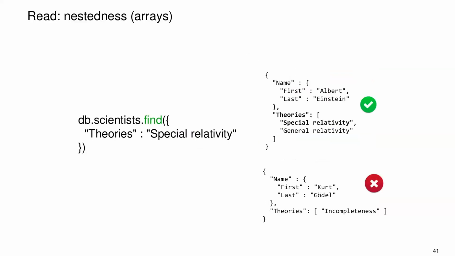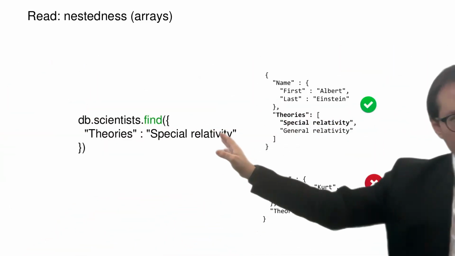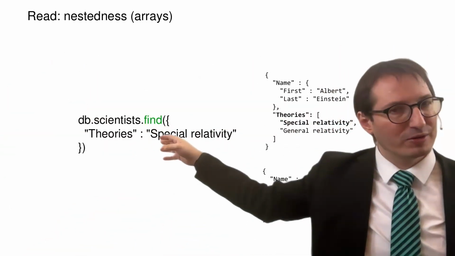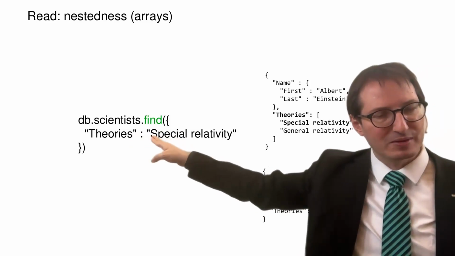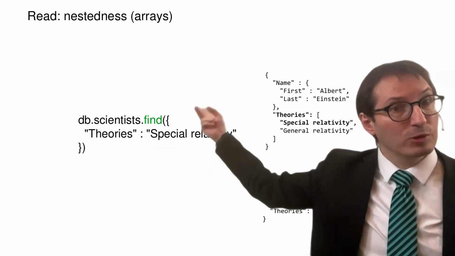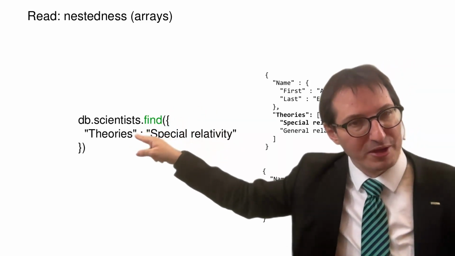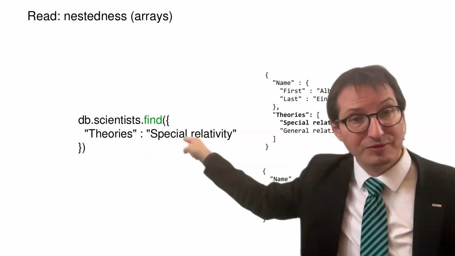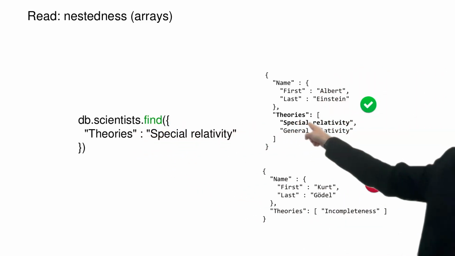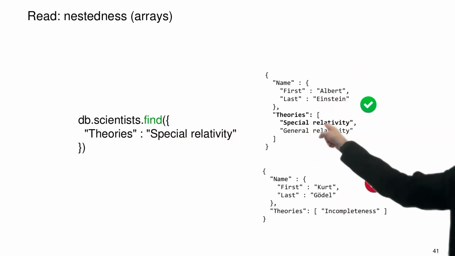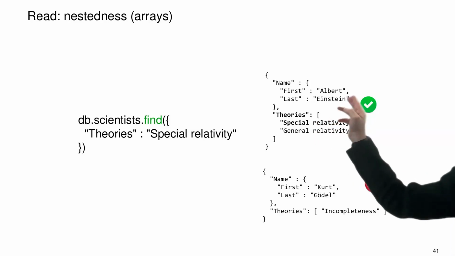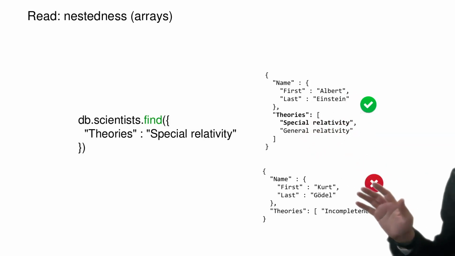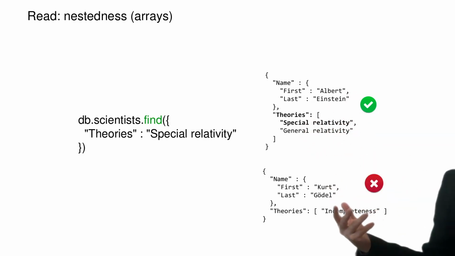Another decision that's part of the design is that when you write here theory special relativity, it's not only going to return the documents where theories is equal to that, it's also going to return the documents where theories is an array and one of these values is this one. So it's also going to return this, right? That is also a design choice that you know by reading the documentation.